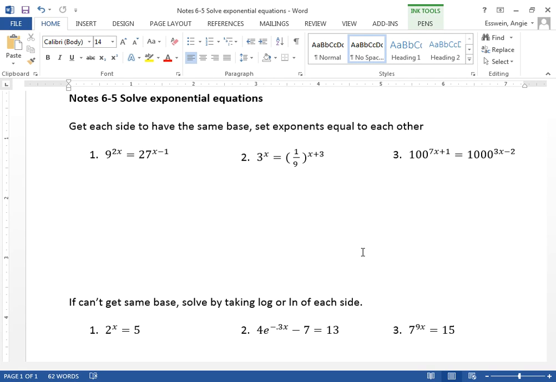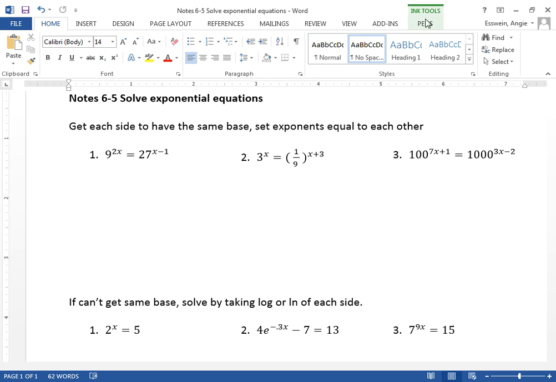So what you do is you have to get each side... The easiest way to solve these, the fastest, easiest way, if you can, is to get the bases to match. And then you just set the exponents equal to each other. So let's see how that works in number one. We have the bases 9 and 27. What is the common base? In other words, what number can you write to a power that will give you both 9 and 27? What's the lowest? 3. There you go.